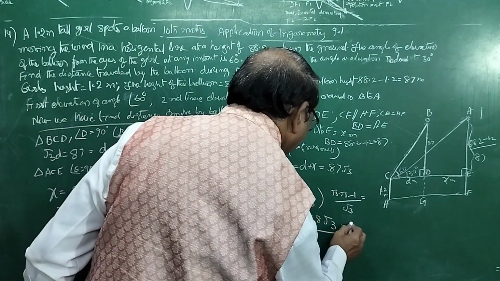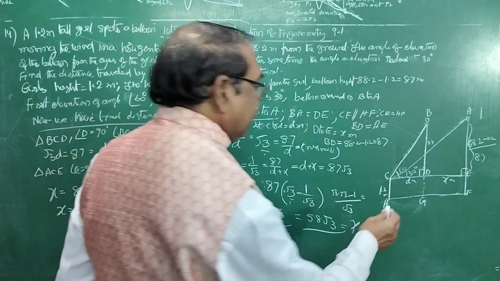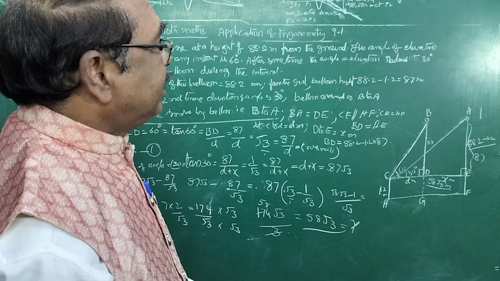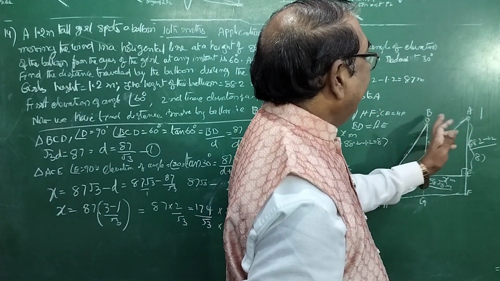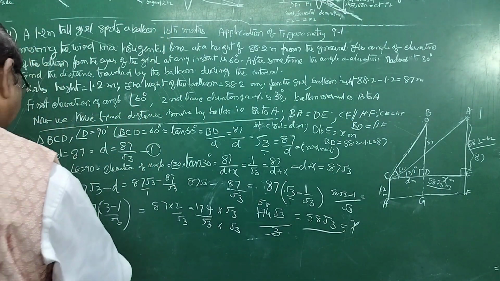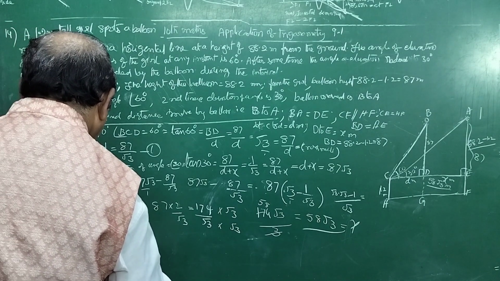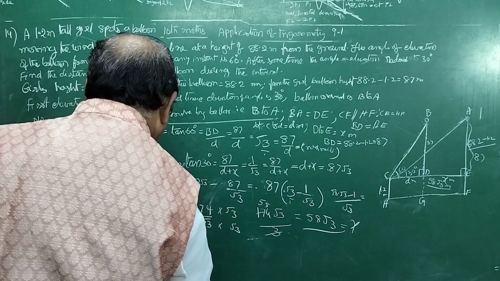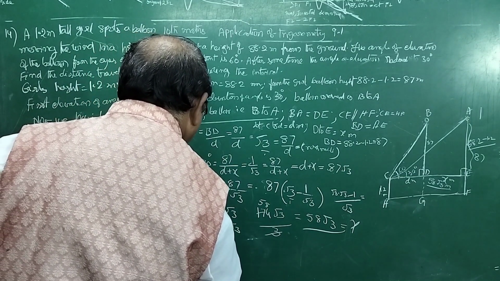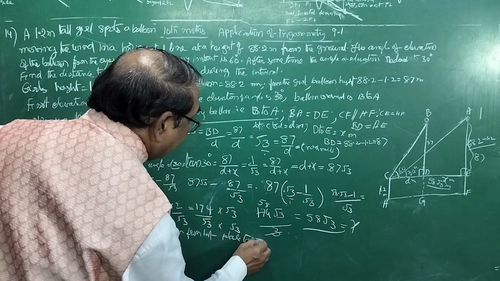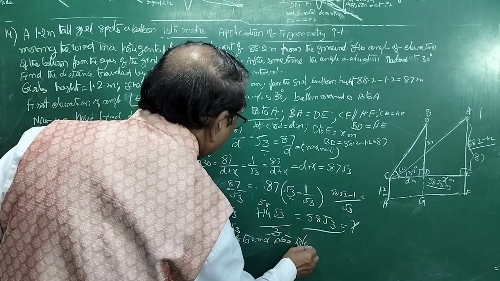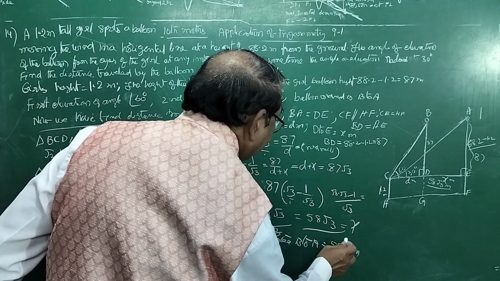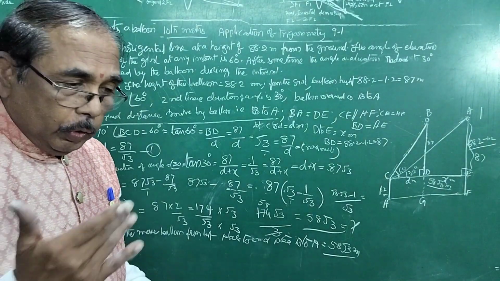What is x equal to? x is equal to 58 root 3 meters. x means the distance of the moved balloon from B to A. You write here: the distance of the moved balloon from the first place to the second place, that is B to A, is equal to 58 root 3 meters. That is the way in which we have to tackle the problem.